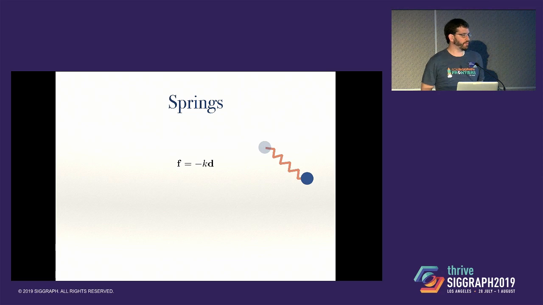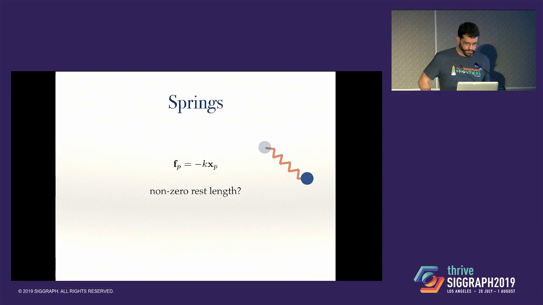The classical formula for a spring is F equals minus kd. This is a Hookean spring, where F is the force, k is some constant that says how stiff our spring is, and d is the displacement, how far the particle is from 0. Using our notation, we would call this Fp equals minus k times xp, because we were using x to define our positions.